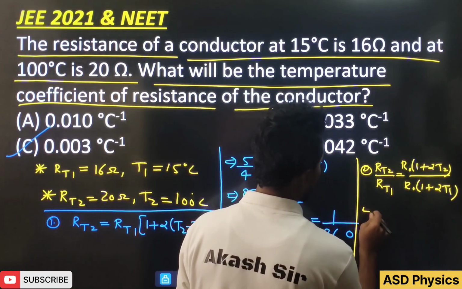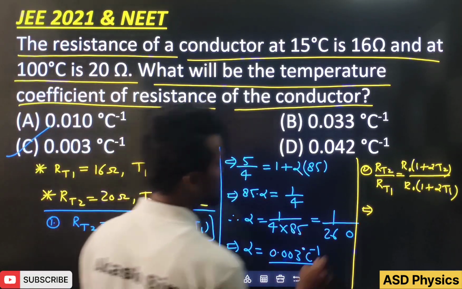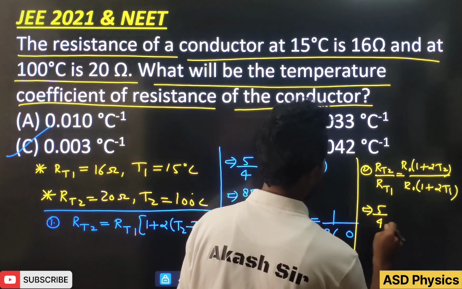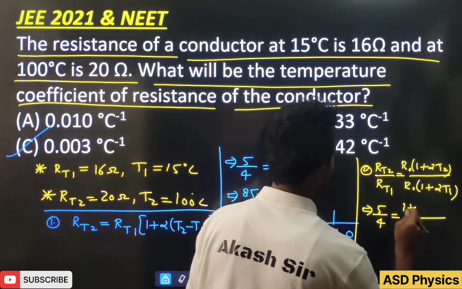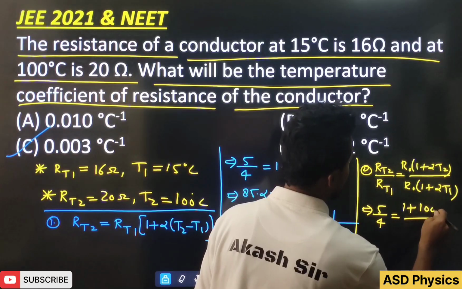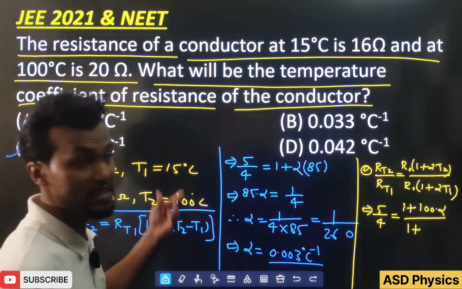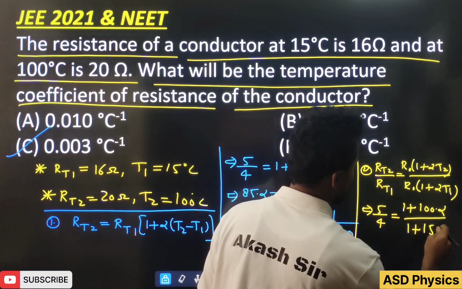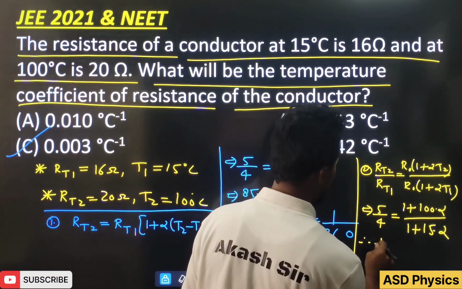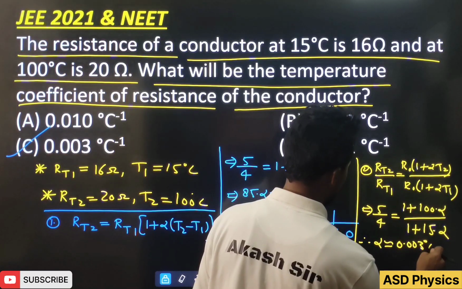So when you put the values here, RT2 by RT1, how much? Again 20 by 16, which means, students, 5 by 4. And here 1 plus T2 value, T2 is 100, so we can write 1 plus 100 alpha, by 1 plus the T1 value, which is 15, so 1 plus 15 alpha. When you simplify this, again the value will come the same, 0.003 per degree Celsius.